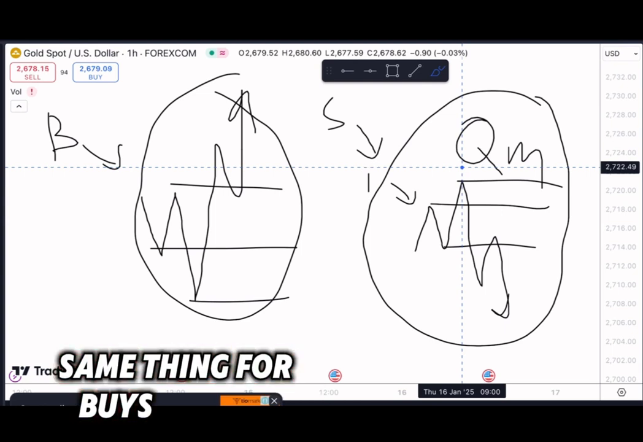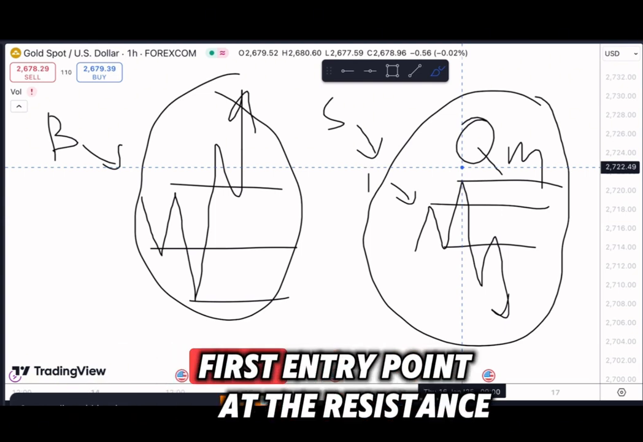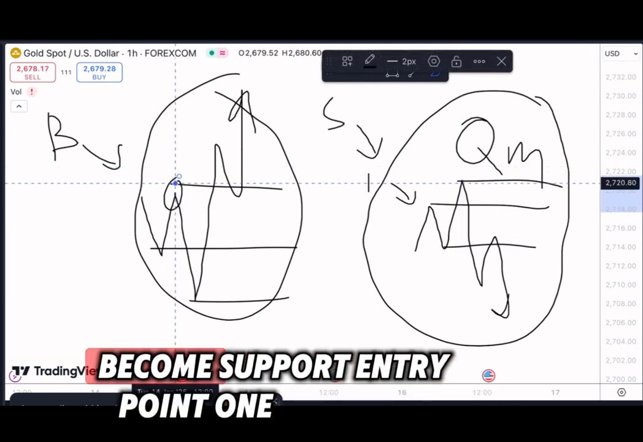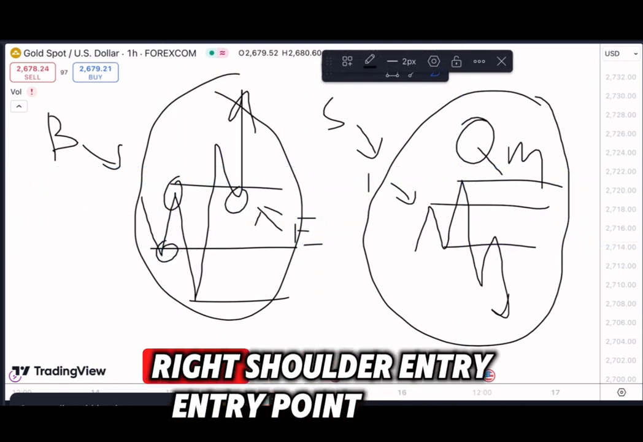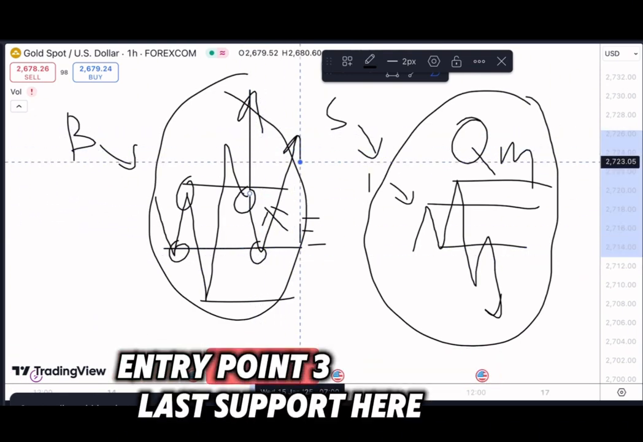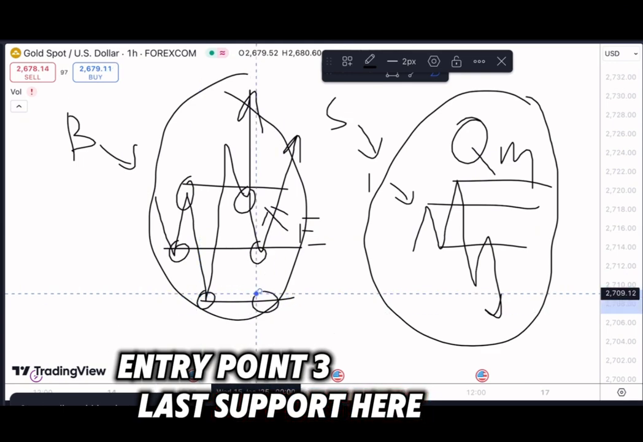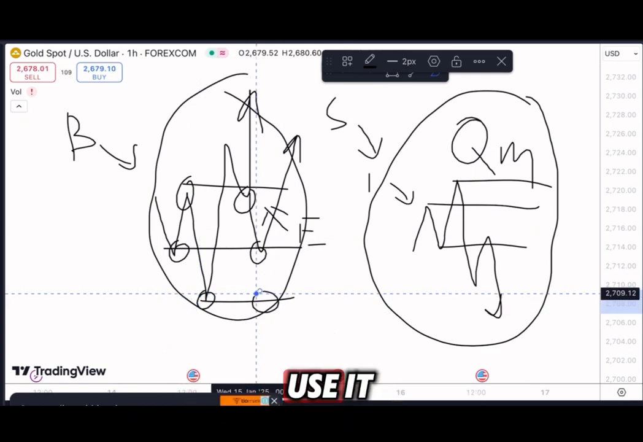Same thing for buys. I don't think I have to explain much, but I'll just explain the entry points. First entry point at the resistance, break, become support. Entry point 2, left shoulder, right shoulder. Entry point 3, last support here. So simple, easy, and everyone can use it.